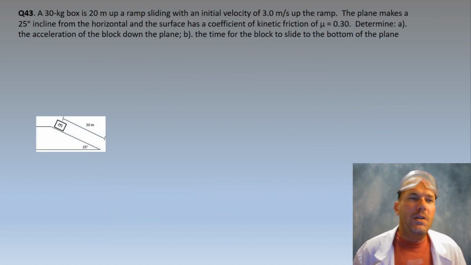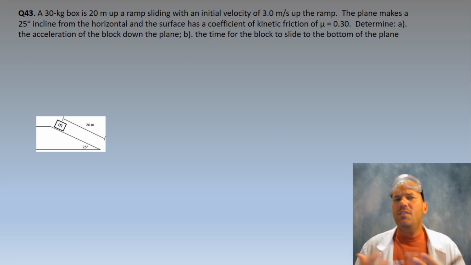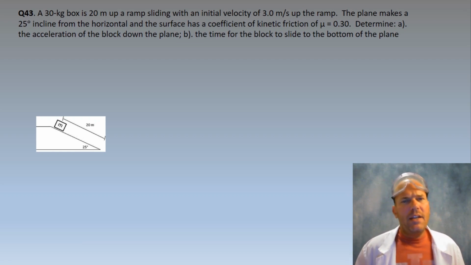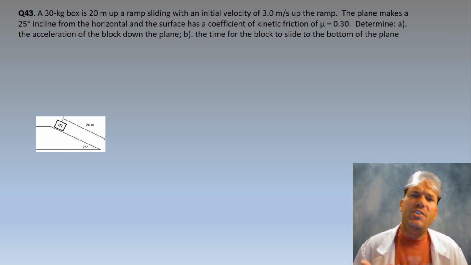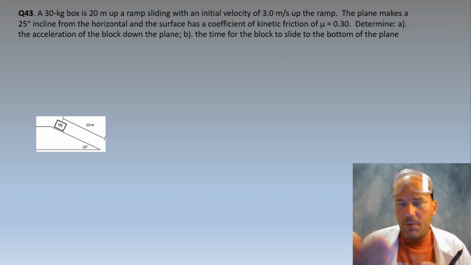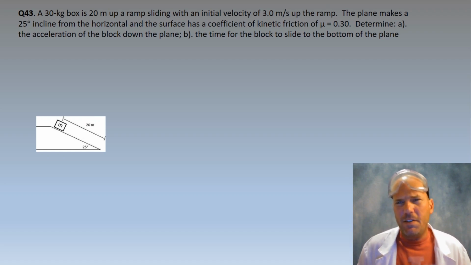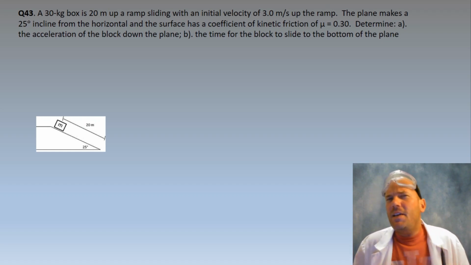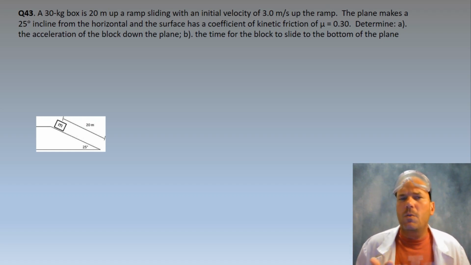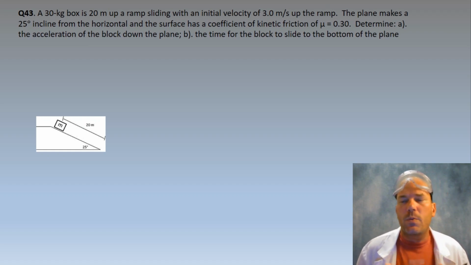In question 43, we have a 30 kilogram box, and it is 20 meters up a ramp, and it is sliding with an initial velocity of 3 meters per second up the ramp. This is a little different. The plane makes a 25-degree angle from the horizontal, and the surface does have friction, and we are told the coefficient of kinetic friction is 0.30.